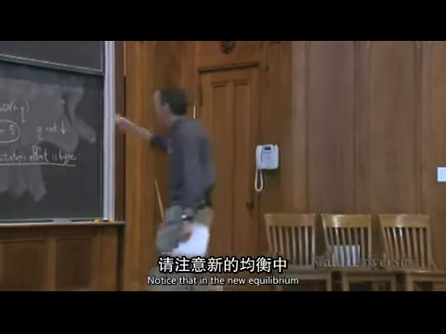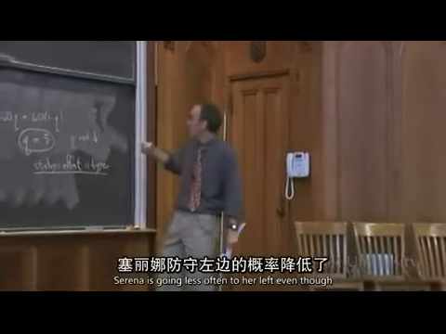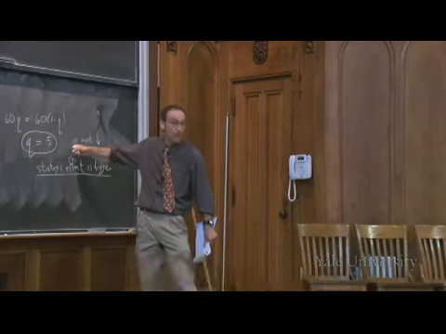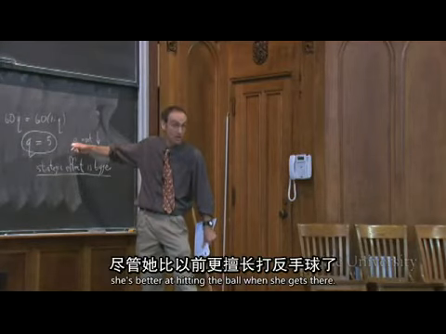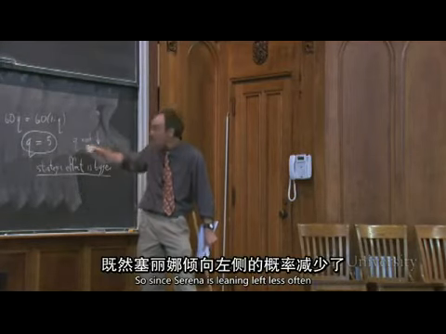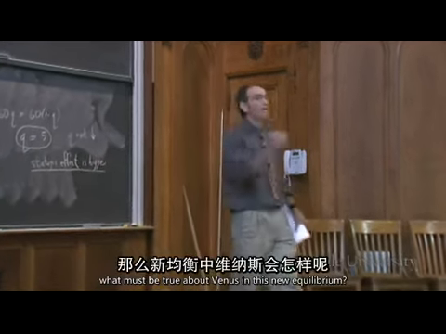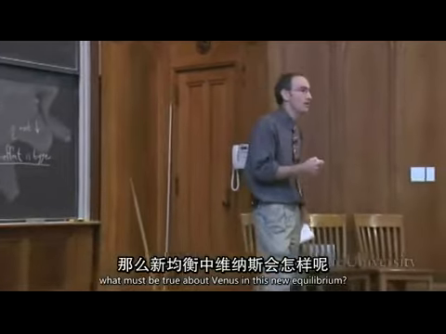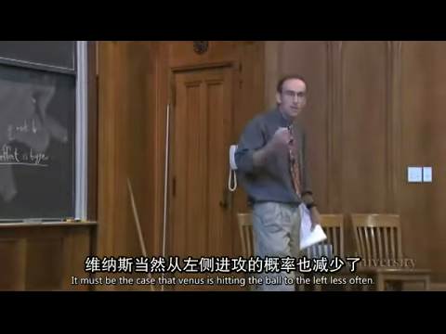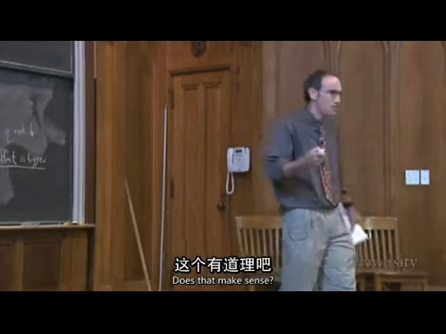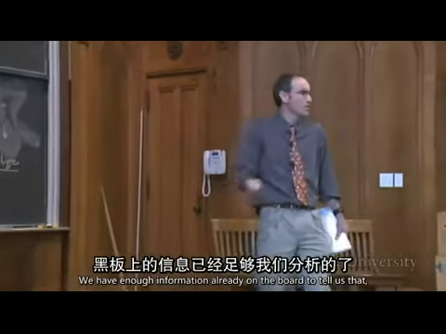Notice that in the new equilibrium, Serena is going less often to her left, even though she's better at hitting the backhand. She's better at hitting the ball when she gets there. So since Serena is leaning left less often, what must be true about Venus in this new equilibrium? It must be the case that Venus is hitting the ball to the left less often. All right, that makes sense? We have enough information already on the board to tell us that.